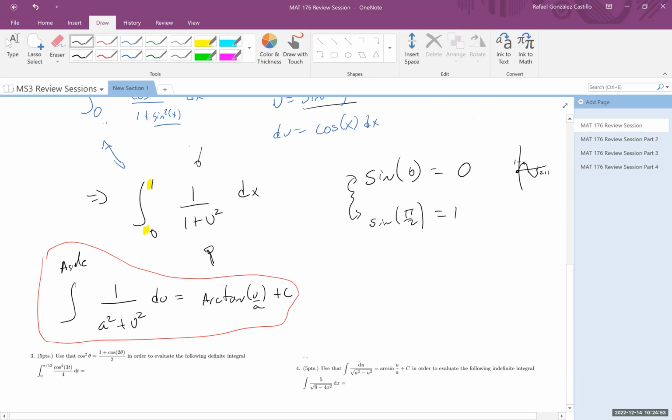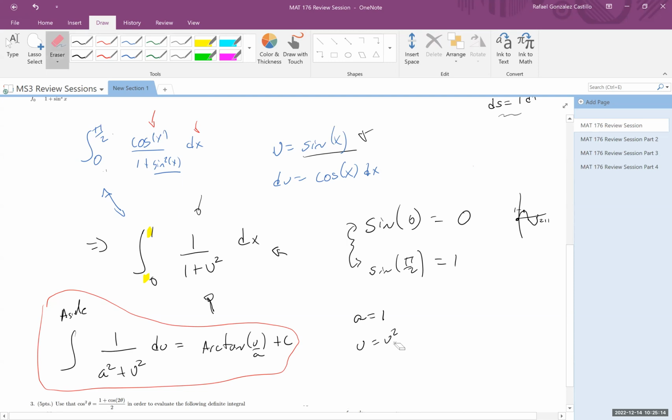So here in my new integral that has a substitution, a is equal to 1, and u is equal to, well, u squared, or just u. Now, what is u originally? u is sine of x. That's the original substitution that we did. So u is actually sine of x.